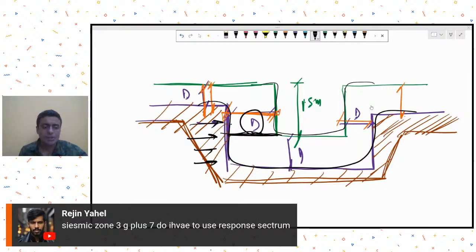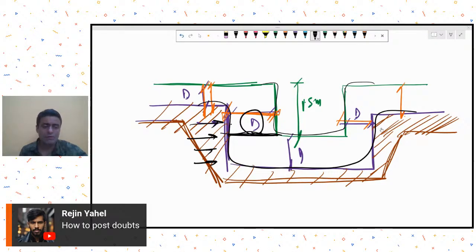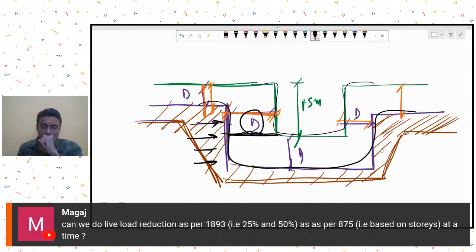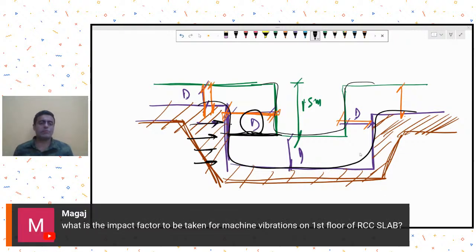Seismic zone 3, G plus 7. Okay, seismic zone is 3, G plus 7. Now again, as I have repeated, it depends on what type of mass distribution and stiffness distribution you have. You can have a look at the modal vibrations and modal time periods that you are getting, and then you should decide whether you need to go for response factor or not. Okay.